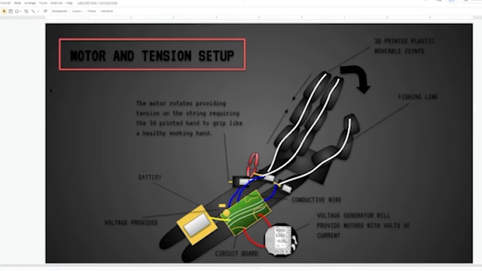Here's my setup on how my project or design will look. This will be a 3D printed hand. There will be 3 motors attached here. The motor rotates, providing tension on the string, making the hand grip like a working hand. The white lines here are fishing line, and these joints will move based on the current being provided to the motor, causing them to run, causing tension to be provided to the string, causing the hand to grip.